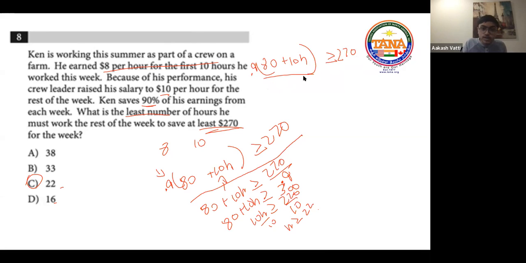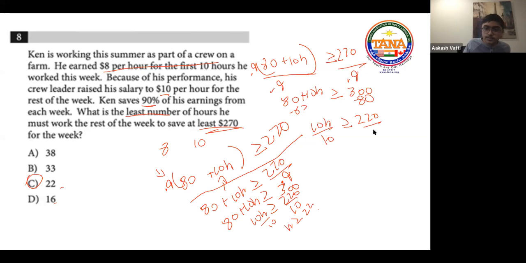And then now you just divide by 0.9. That should be 80 plus 10H is greater than or equal to 300, because that's what 270 over 0.9 is. And then you subtract 80 from both sides. You have 10H is greater than or equal to 220. You just divide by 10, and you have H is greater than or equal to 22. You want the least amount, and the least amount that satisfies this is 22. Therefore, C.